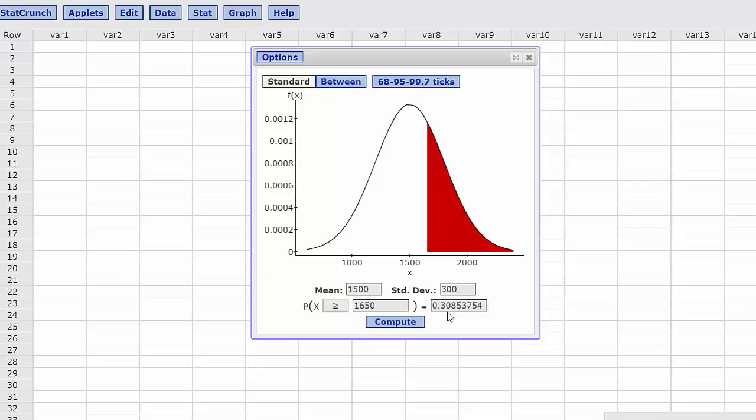And so about 0.309. And it even shades it very nicely for us.